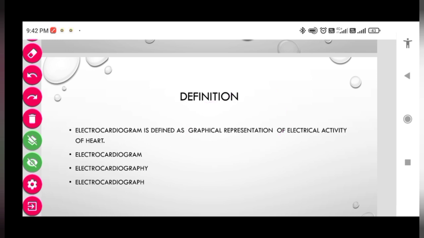There are three terms which may be confused. ECG, electrocardiogram, is a graphical representation, the final output which you will get on a paper. Electrocardiograph is the machine by which we do ECG, and electrocardiography is the procedure which you are performing to get that ECG. So gram is the output, graphy is the procedure, and graph is the machine.